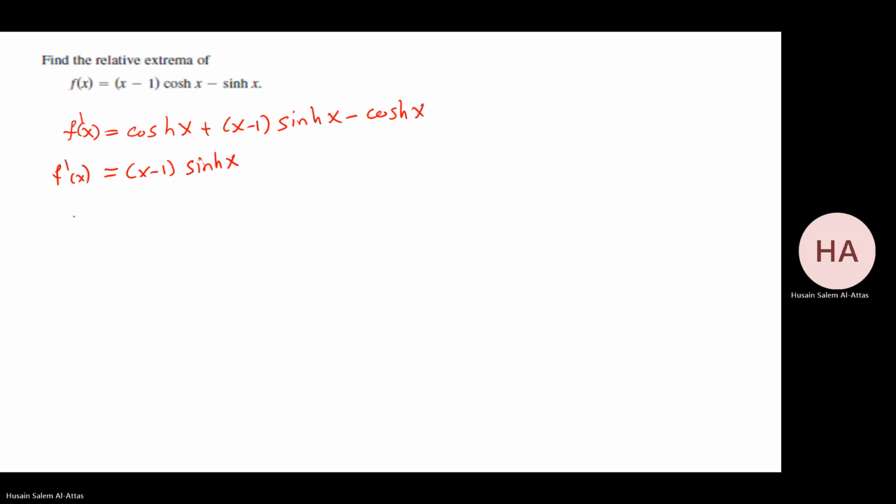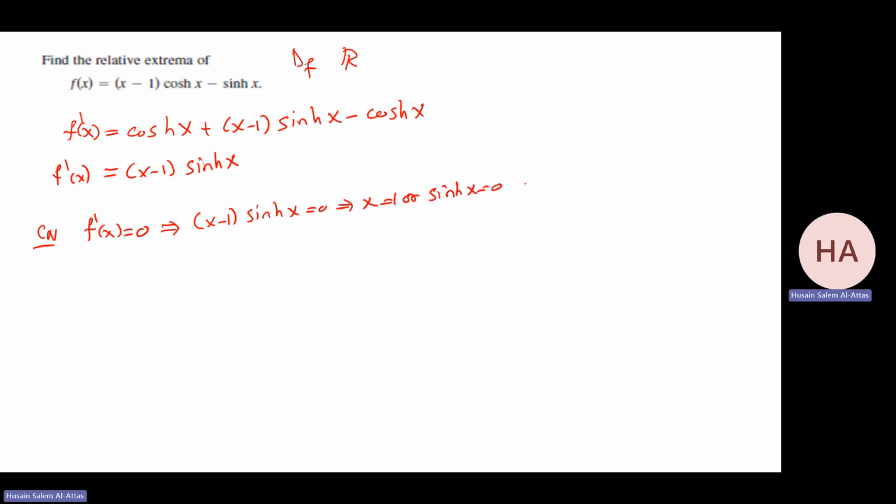So critical numbers, I'll make f prime equal 0. The domain of f is all real numbers, okay. That implies x minus 1 times sine hyperbolic x equals 0. That implies x equals 1 or sine hyperbolic x equals 0, which means x equals 0 only. So this is 0 and this is 1.